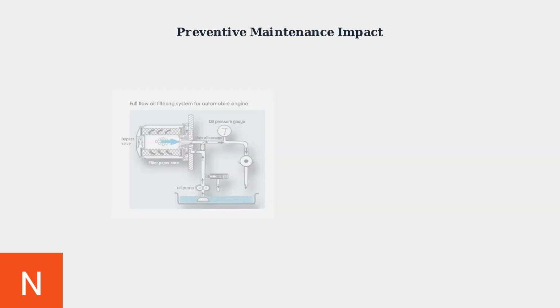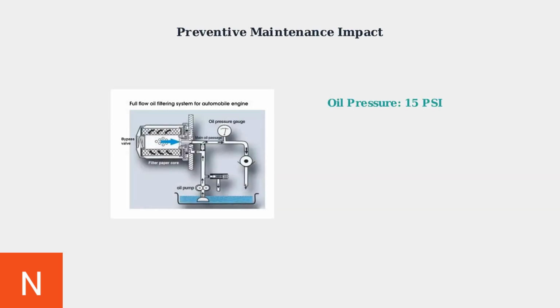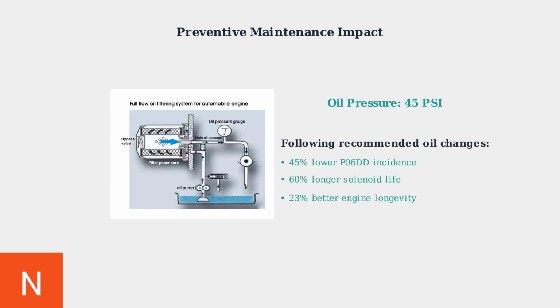Preventive maintenance has significant impact on P06DD codes. Following manufacturer-recommended oil change intervals results in 45% lower code incidence, 60% longer solenoid life, and 23% better overall engine longevity.